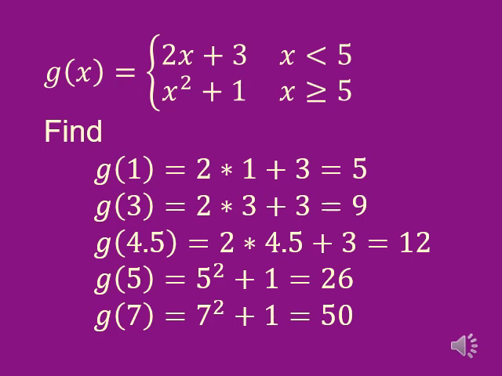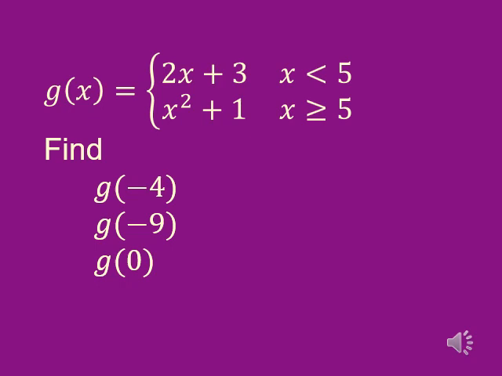The important thing here is that I use the top formula, 2x plus 3, when x is less than 5. And that's why the first 3 problems I'm plugging into the top formula. I take 2 times whatever x is, and then I add 3. And you can see g of 1 is 5, g of 3 is 9, g of 4.5 ends up being 12. Once I get to 5, I use the bottom formula. And I use that for 5 itself because it says x is greater than or equal to 5. And I also use it for everything that's bigger. So plug into that, and it does turn out that g of 5 is 26, g of 7 is 50.